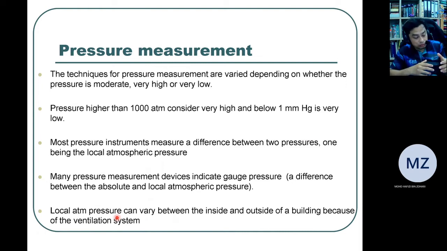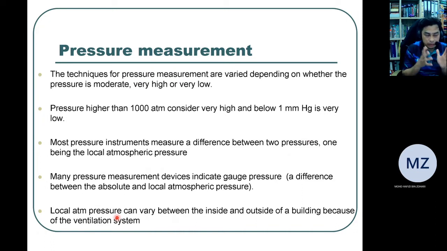All right. So by looking at the very high and very low, there is a specific different type of pressure measurement for very high pressure, a pressure sensor. For low pressure, it has a different type of pressure measurement, a pressure transducer.